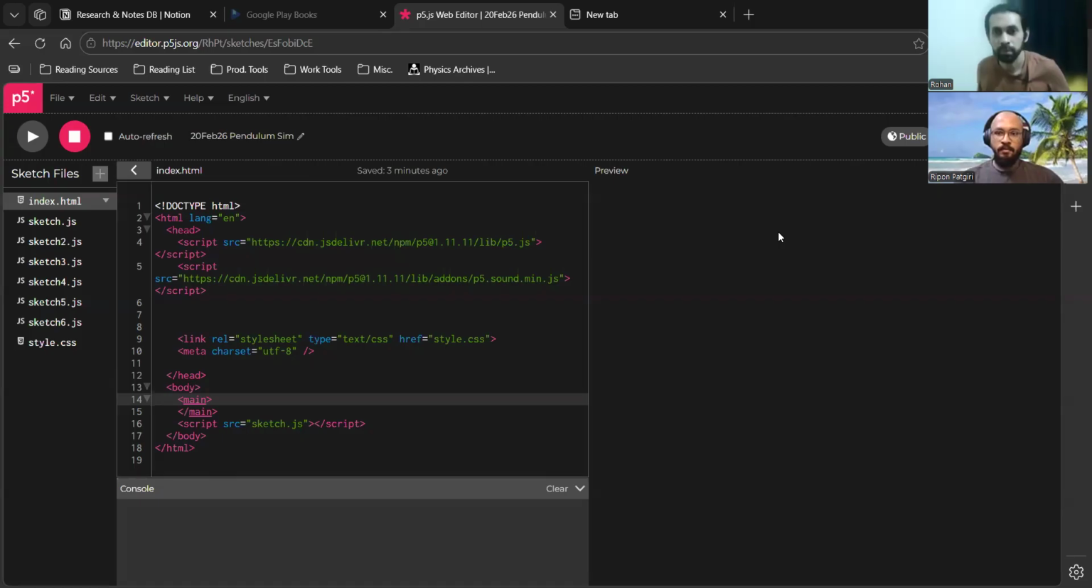So today I'm going to talk about the double pendulum, and I'm going to demonstrate and show you a simulation. But first, I'd like to talk about the significance of this experiment.